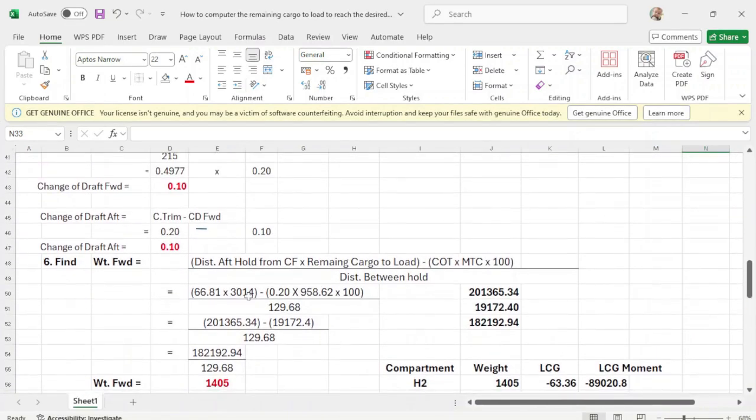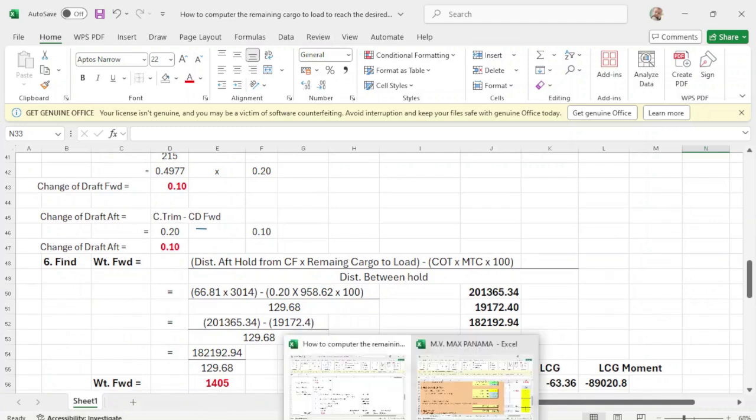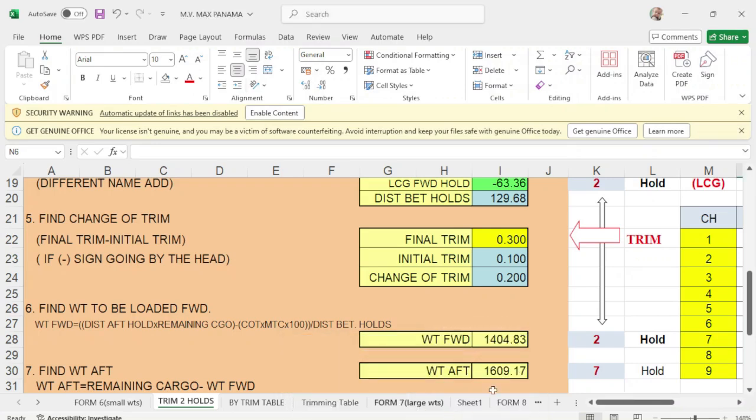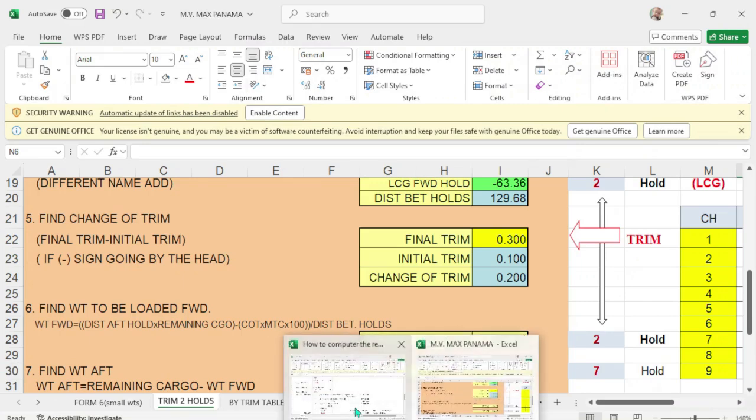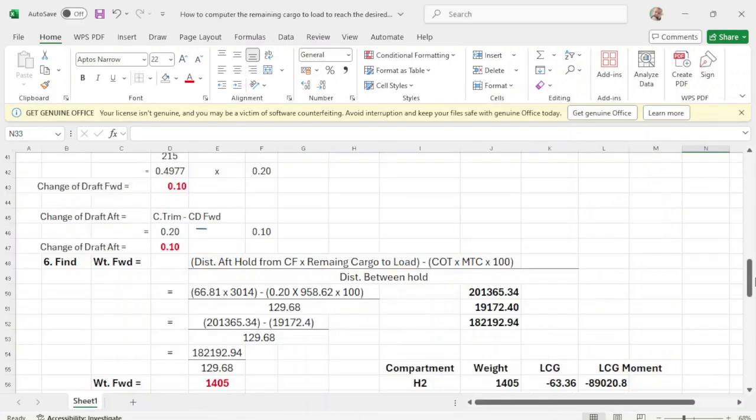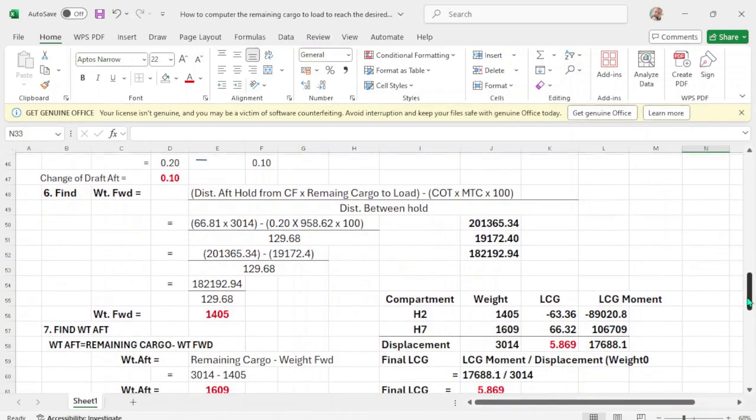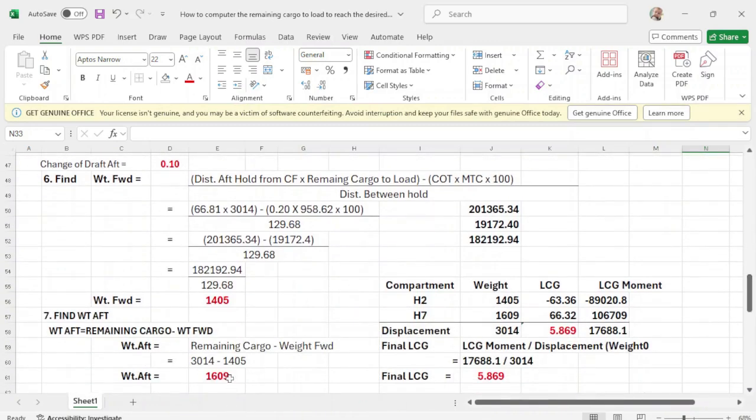How to get, I will explain this one. So number 6 forward is 1405. Okay. 1405. And number 7 up is 1609, which is this one. Up is 1609. Okay.